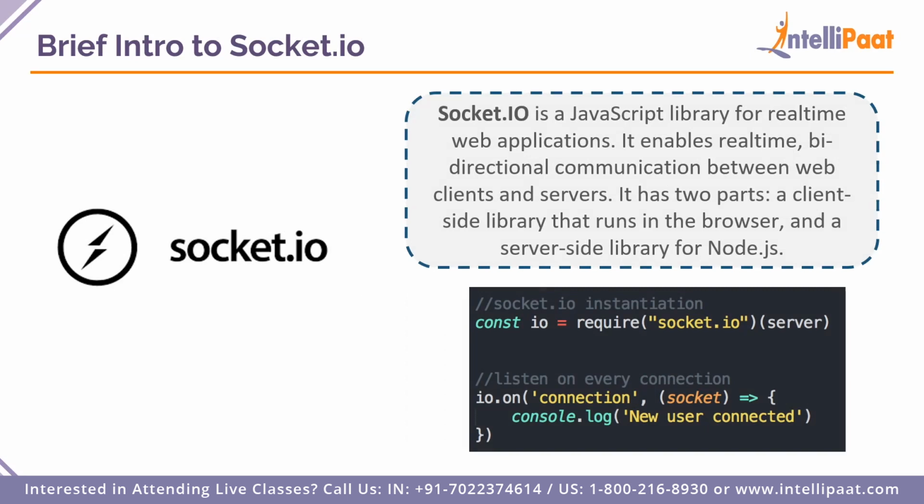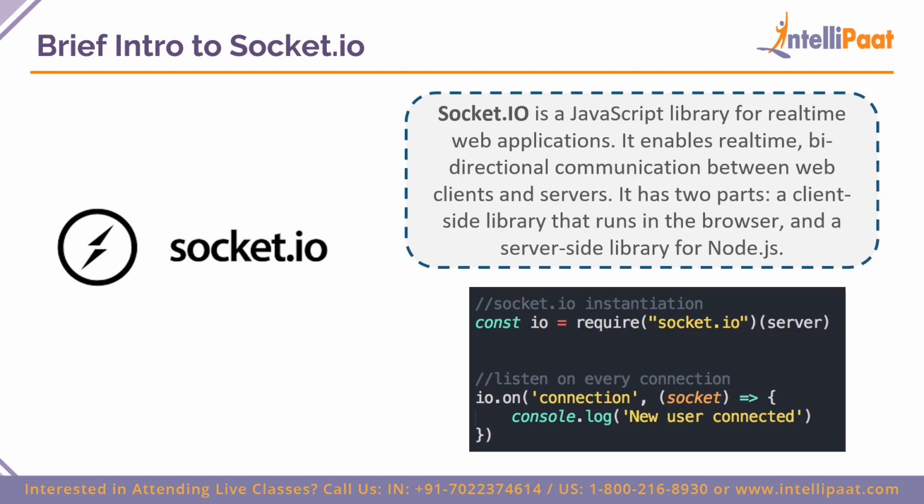Then we have socket.io. socket.io is an external element that is pretty easy to use. It's a JavaScript library for real-time web applications. It enables real-time bidirectional communication between web clients and servers. So instead of the server constantly listening to your instructions, we can simply create a socket.io pipeline between the server and the client.